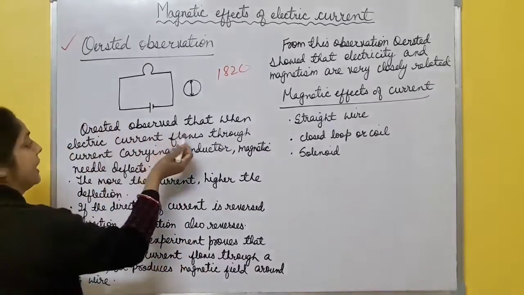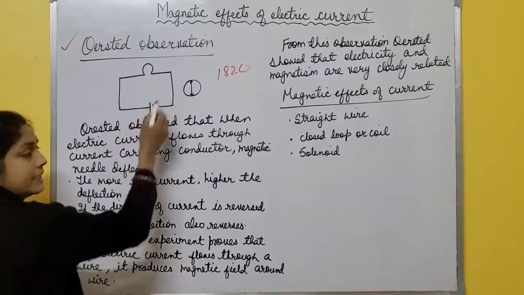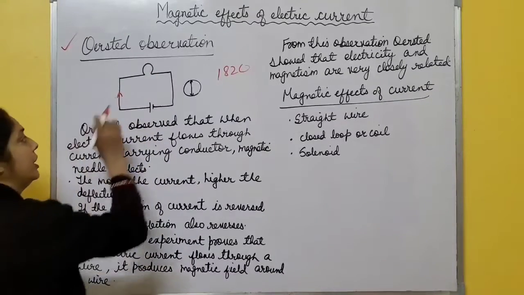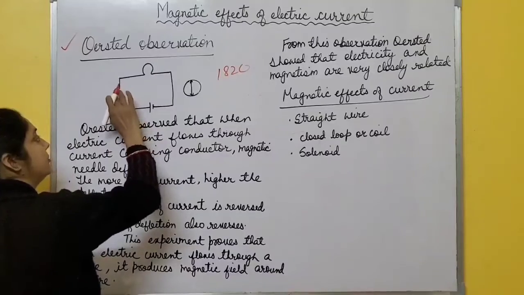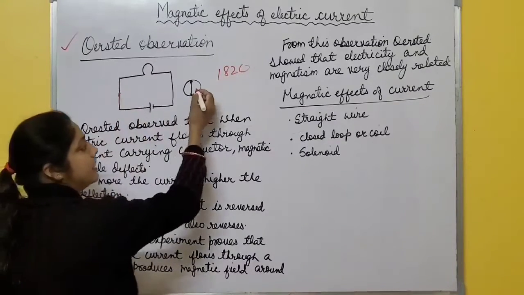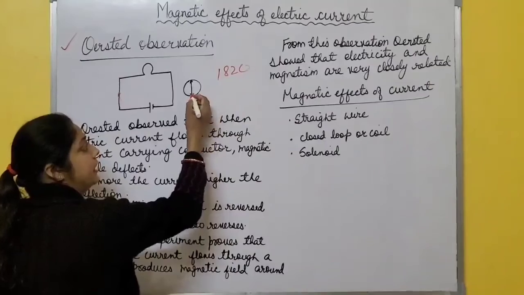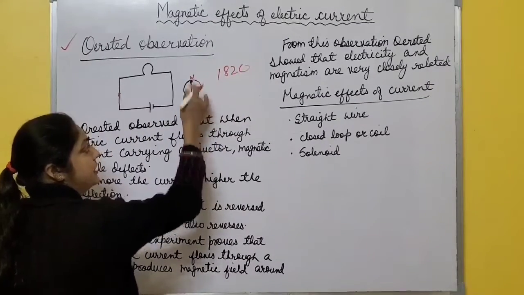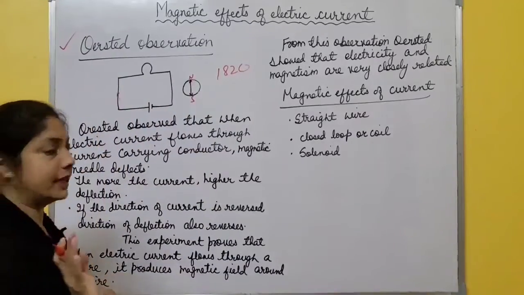He observed that, suppose there is a circuit, a current carrying wire in which current is flowing. Now, if no current is flowing, then what happens? This is a magnetic compass needle. It does not show any deflection. This one is north and this one is south. It just always points in the north-south direction, right?